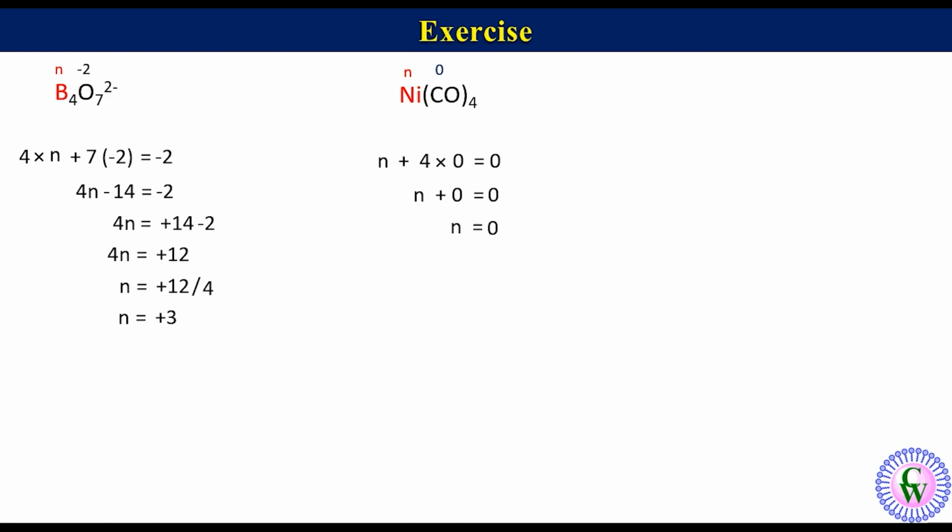Calculation of oxidation number of iron in Fe(NO3)3. Suppose the oxidation number of Fe is N. We know that the overall charge on the nitrate ion is minus 1. So we can write N plus 3 into minus 1 is equal to 0, since the given compound is neutral. Or we can write N minus 3 is equal to 0, or N is equal to plus 3.